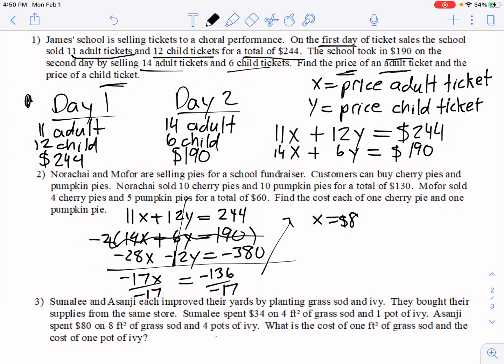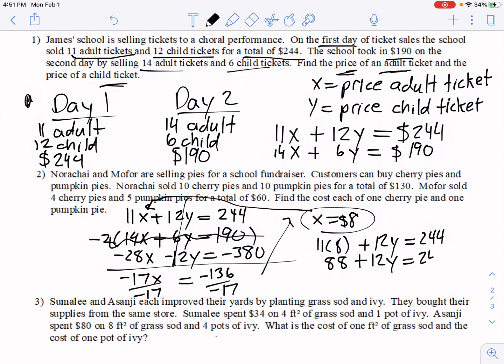Okay. Now, if you go back to what we looked at before, whenever we found X, we plugged X back in to solve for Y, which is what we want because we want to find the price of the child tickets as well. So we're going to pick one of these equations. I'm going to pick the top one since that's the one I didn't cross out here. And we're going to take our X and plug it back in for X. So we'd have 11 times 8, plugging 8 in for X, plus 12Y equals 244. Well, 11 times 8 is 88, plus 12Y equals 244. Two-step equation, we need to subtract 88 from both sides.